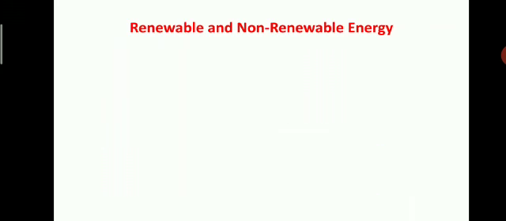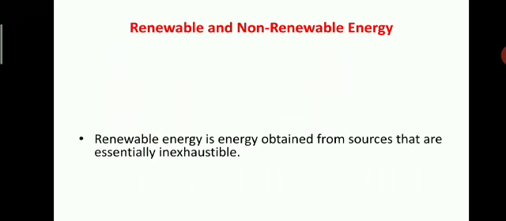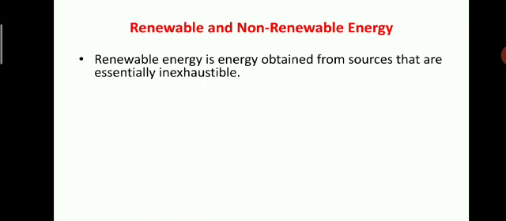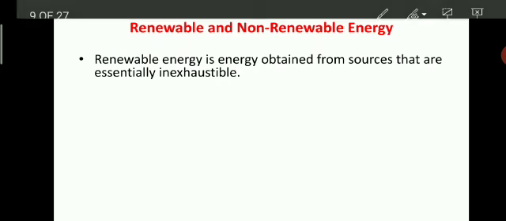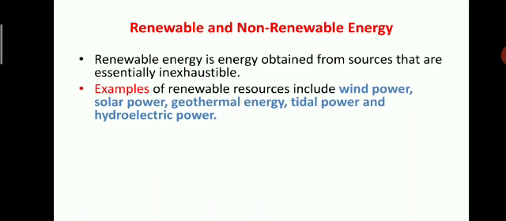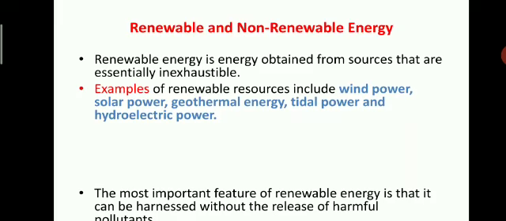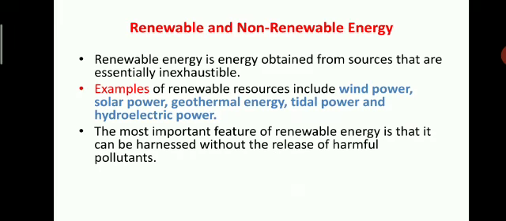Let us see renewable and non-renewable energy. We know the meaning of this. The energy which can be renewed or obtained from sources that are essentially inexhaustible are called the renewable sources of energy. Examples of renewable sources include wind power, solar power, geothermal energy, tidal power, and hydroelectric power. The most important feature of renewable energy is that it can be harnessed without the release of harmful pollutants.